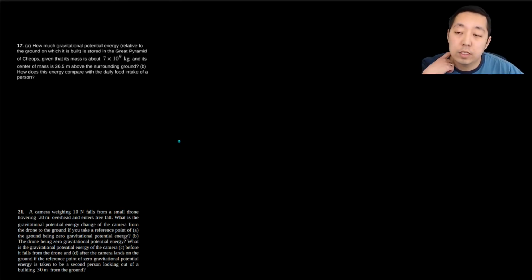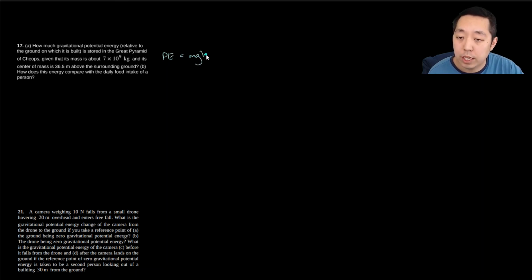So now we're going to be looking at some more conservation of energy principles, but in conjunction with potential energy. How much gravitational potential energy is stored in the Great Pyramid of Cheops, given that its mass is about that and its center of mass is 36.5 meters above the surrounding ground? Gravitational potential energy is mgh.